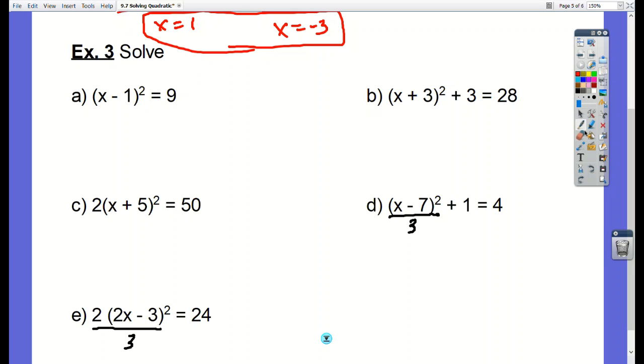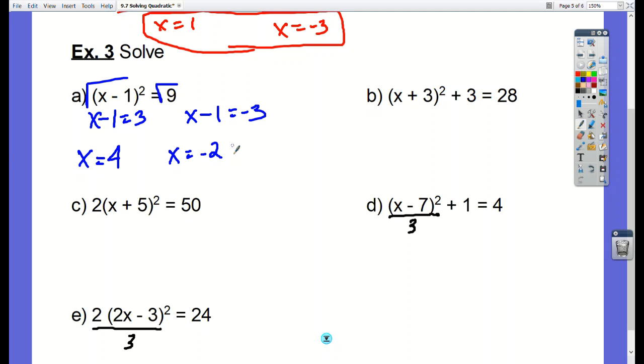All right. So this first one, Alex, do we need to do anything before we can take square roots? No. So what do we get? x minus 1 equals 3, and x minus 1 equals negative 3. Okay, so we get these two different equations to solve, so then it's pretty quick to see x equals 4 and x equals negative 2. Those are our two solutions there.